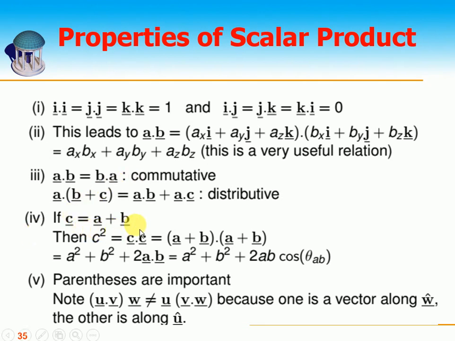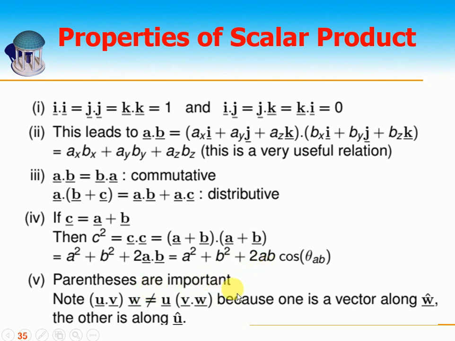For example, if C is equal to A plus B and I need to find C square, I take the dot product on both sides, C dot C is equal to (A plus B) dot (A plus B). So C square is equal to A square plus B square plus 2A dot B, which can be written as A square plus B square plus 2AB cos theta. If the angle between them is 90 degrees, then this term goes to 0, and C square is equal to A square plus B square. And if the angle is 0, it becomes A square plus B square plus 2AB.